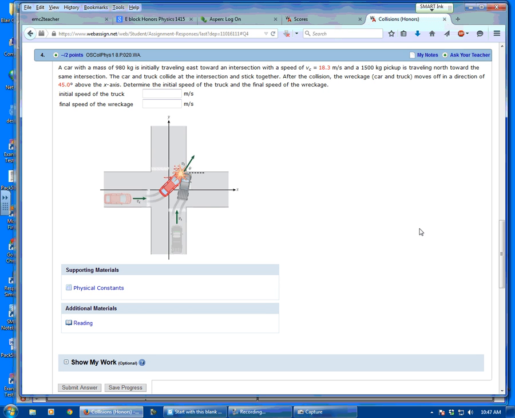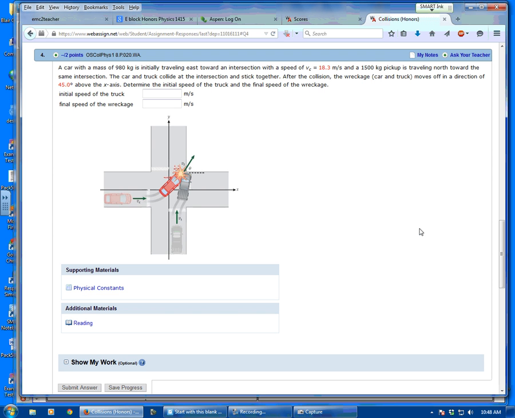Okay, so we're going to do number 4, which is good. It'll reinforce what we did yesterday in class when we did this almost exact problem. So this will be good reinforcement. All right, so we've got this car and this truck colliding and traveling off together.